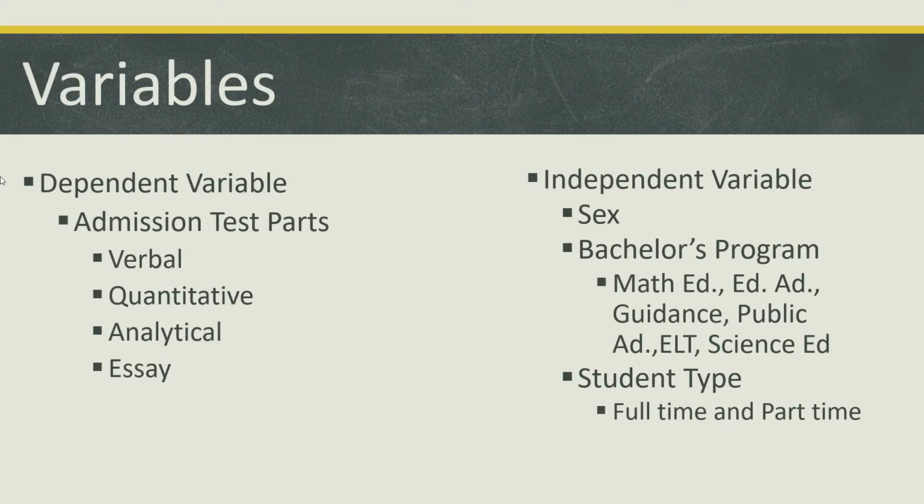My variables are, first, the dependent variable, admission test parts. There are four. For the independent variables, I have sex, bachelor's program, of which there are six, and then student type, whether it's full-time or part-time.